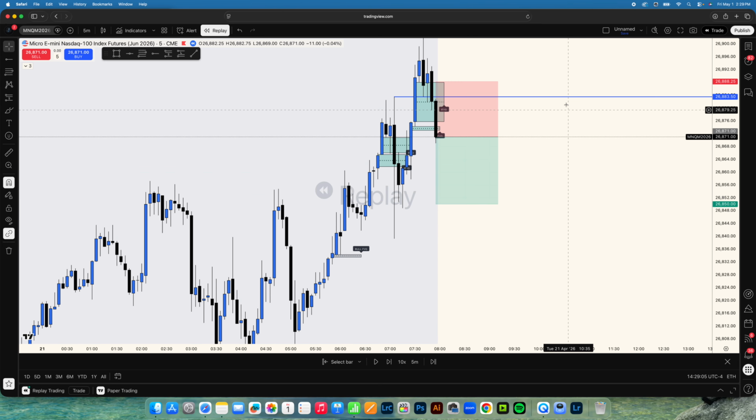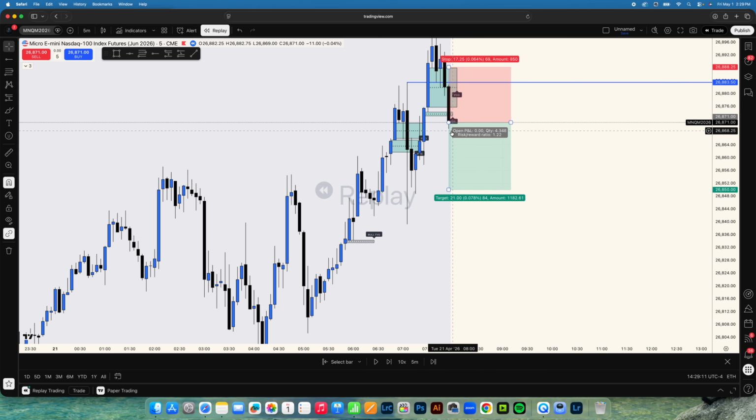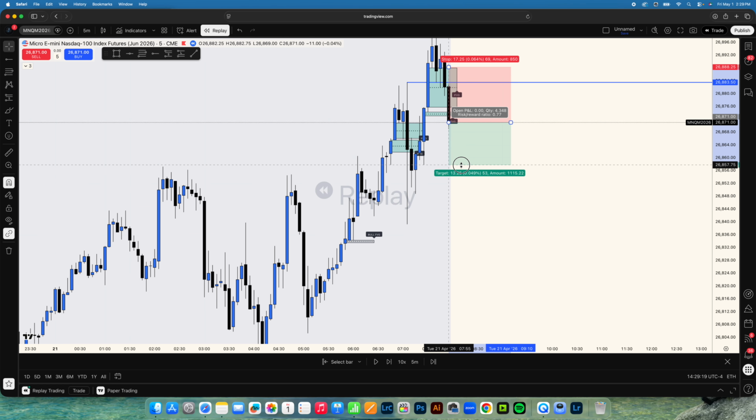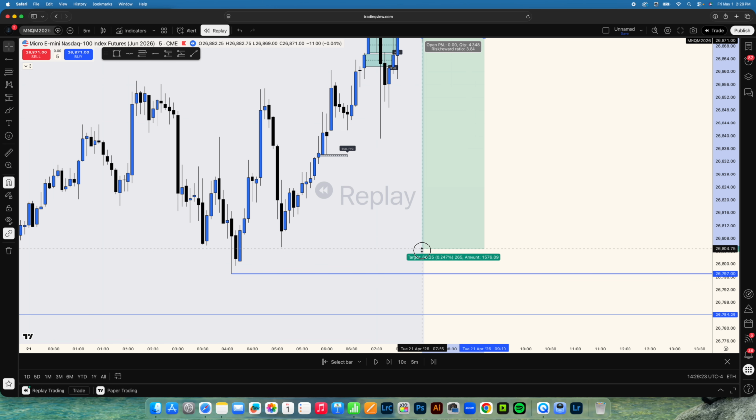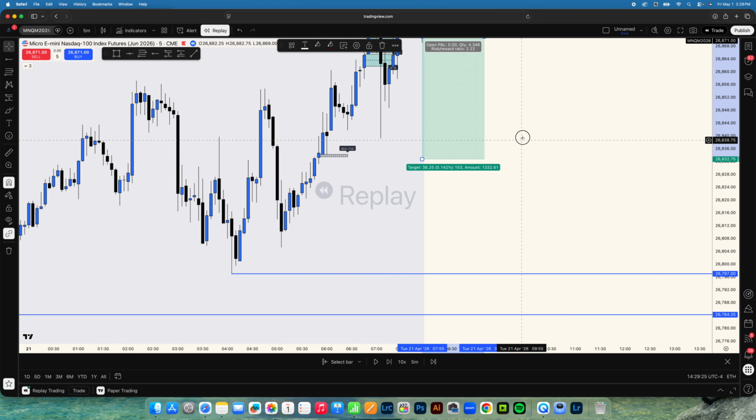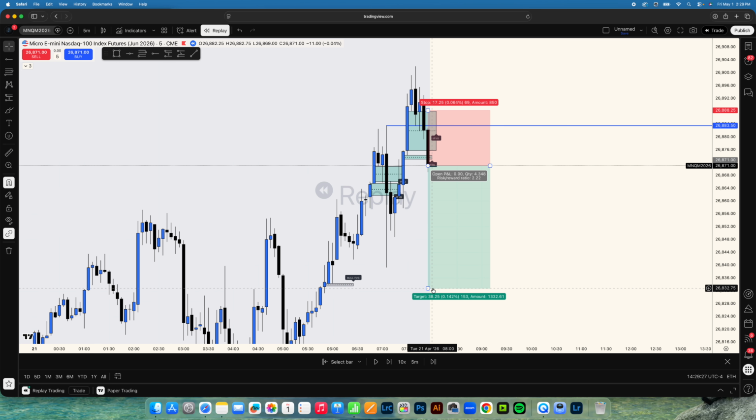And this is where the draw on liquidity becomes important, because you're wondering, where's price likely going to go? Where's that liquidity draw coming from? It's any of these lows that could be that next draw on liquidity. We could target this low here. We could target this low, this low. We could target all the way down here if we wanted to at these lows. Any of these are potentially valid with this trade, with this strategy.